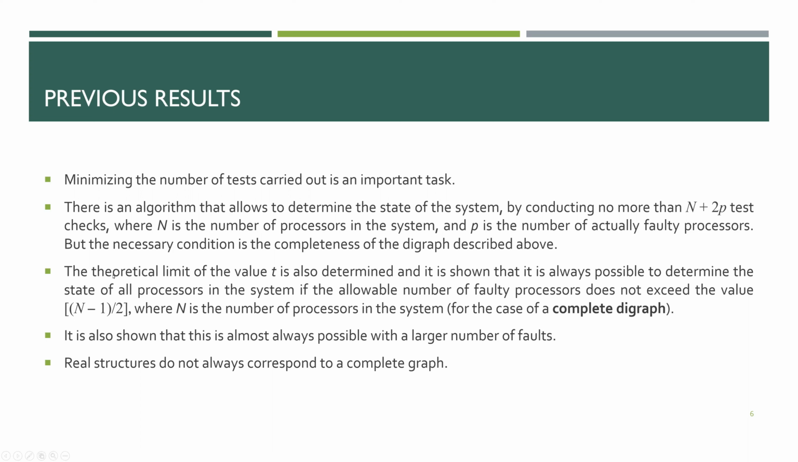The theoretical limit of the value t is also determined, and it is shown that it is always possible to determine the state of all processors in the system if the allowable number of faulty processors does not exceed the value (n-1)/2, where n is the number of processors in the system. Also for the case of a complete graph. It is also shown that this is almost always possible with a larger number of faults.